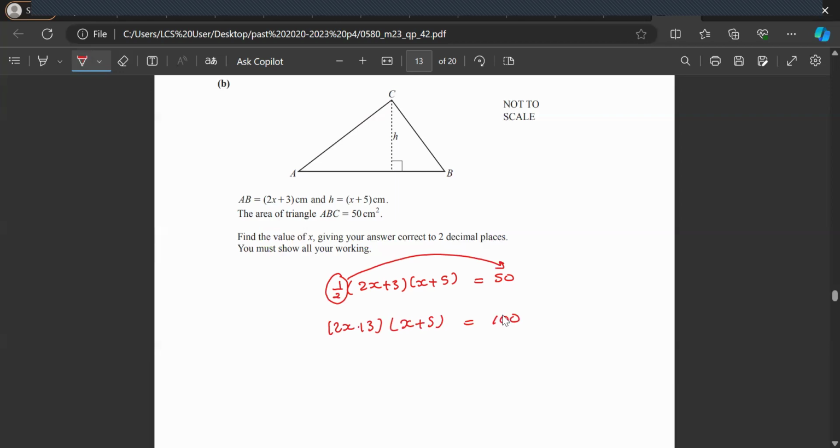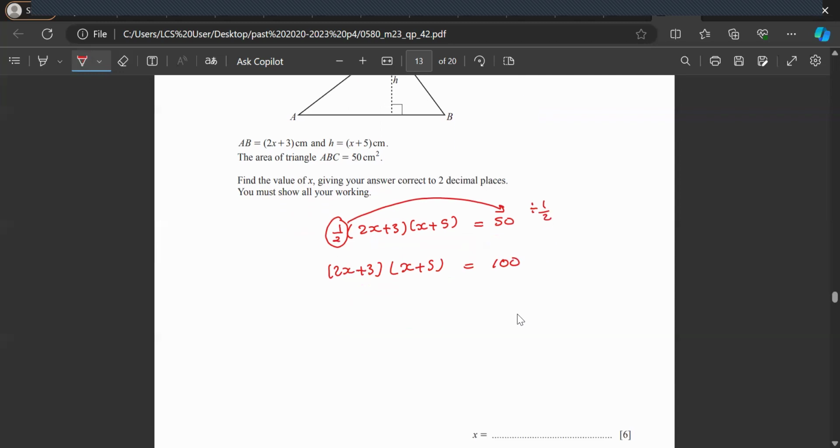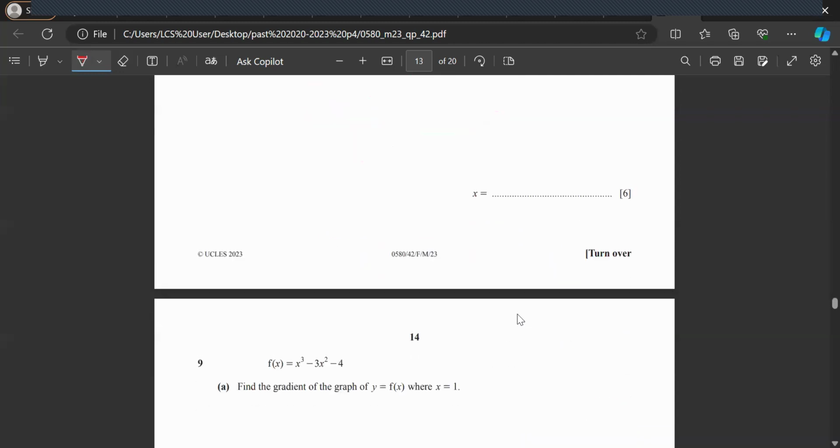Now you can expand as you want. So first, this half, get rid of it, send it to the other side by division. So divide by half, it will be 100. Then you can continue going, okay? This is the only thing that I want to say here.